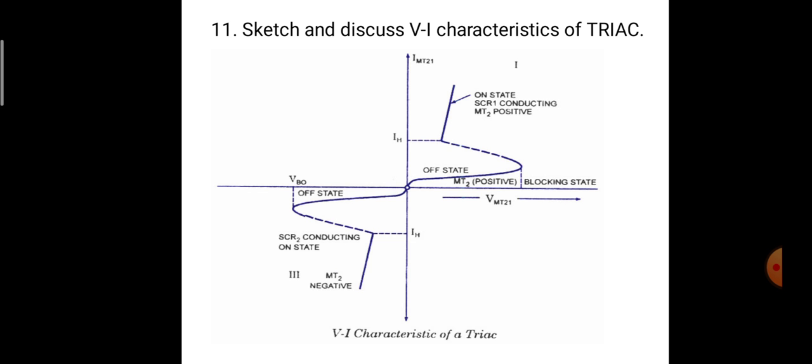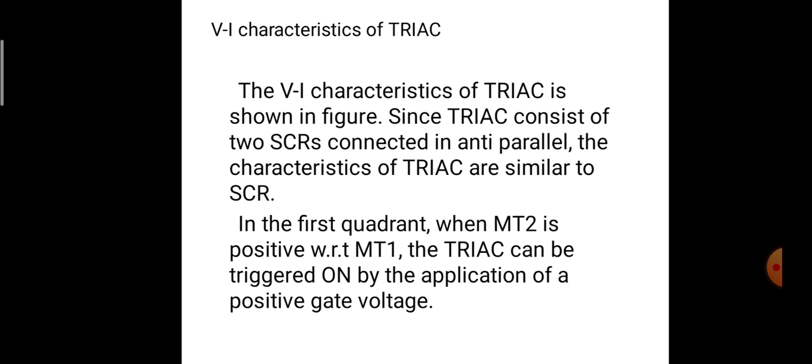Next question: sketch and discuss the VI characteristics of the triac. The figure shows the VI characteristics of the triac. Since the triac consists of two SCRs connected in anti-parallel, the characteristics of the triac are similar to those of the SCR.